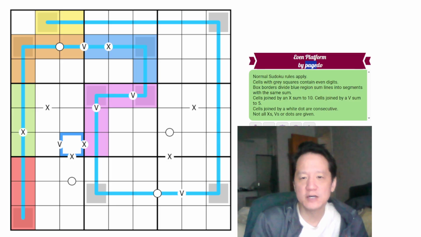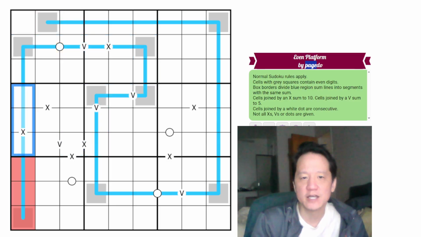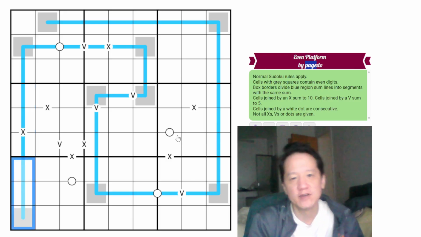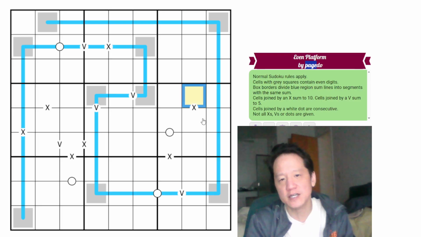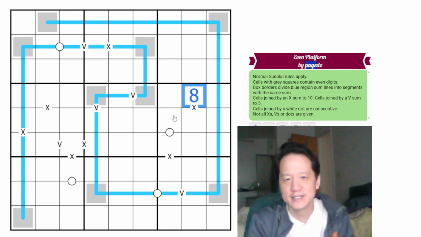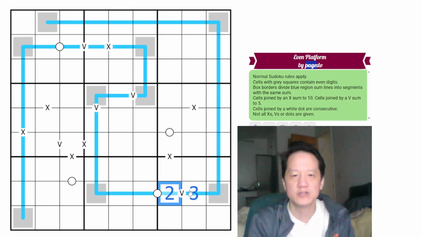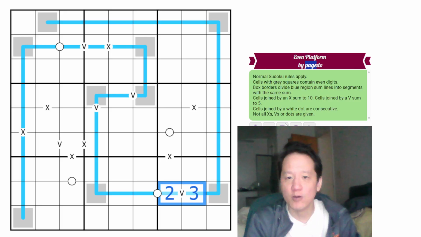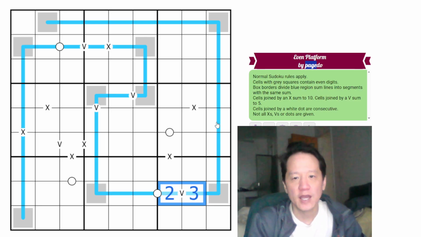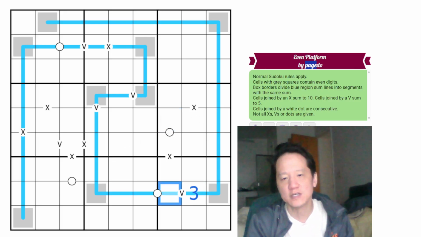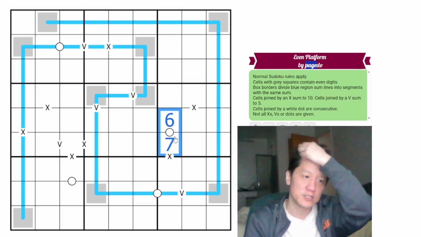Also, we have cells joined by an X sum to 10, and cells joined by a V sum to 5. So for example, if this was an 8, it would have to be a 2, because these two digits have to add up to 10. Similarly, if this were a 3, this would have to be a 2, because these digits have to add up to 5. And cells joined by a white dot are consecutive. And not all X's, V's, or dots are given. So for example, if this was a 6, this would have to be a 5 or a 7 to make sure that these digits are consecutive with each other.